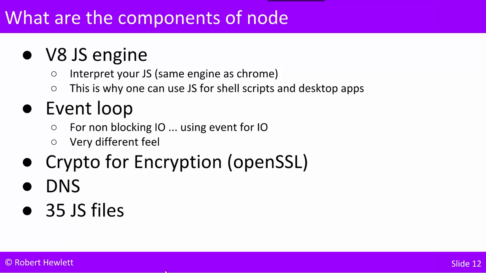So just to review, what is that V8 engine again? Right? That's the thing that interprets your JavaScript. Same engine used by Chrome. This is why one can use JavaScript for shell scripts and desktop apps, because the V8 engine is not running inside of Chrome. It's actually running sort of as a desktop virtual machine, much like there's a virtual machine in Java. The event loop is all about non-blocking I/O or asynchronous I/O.